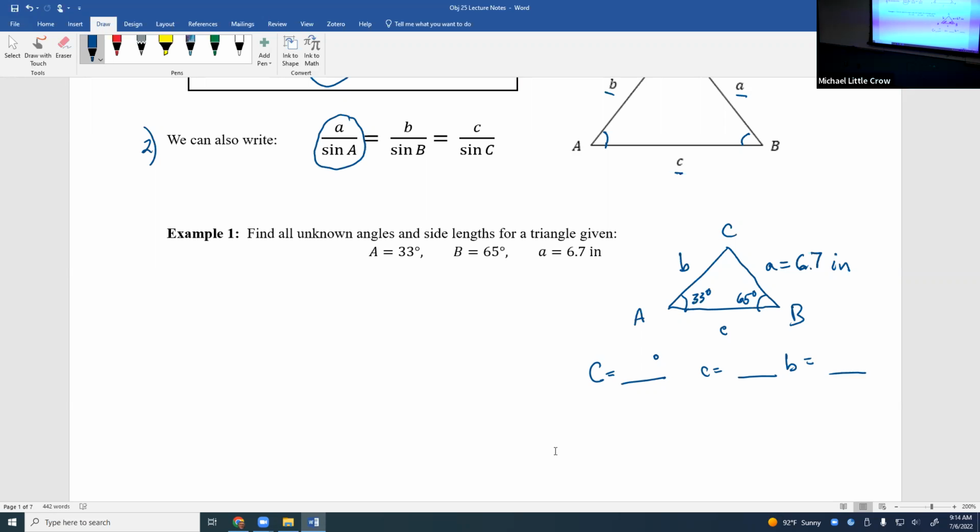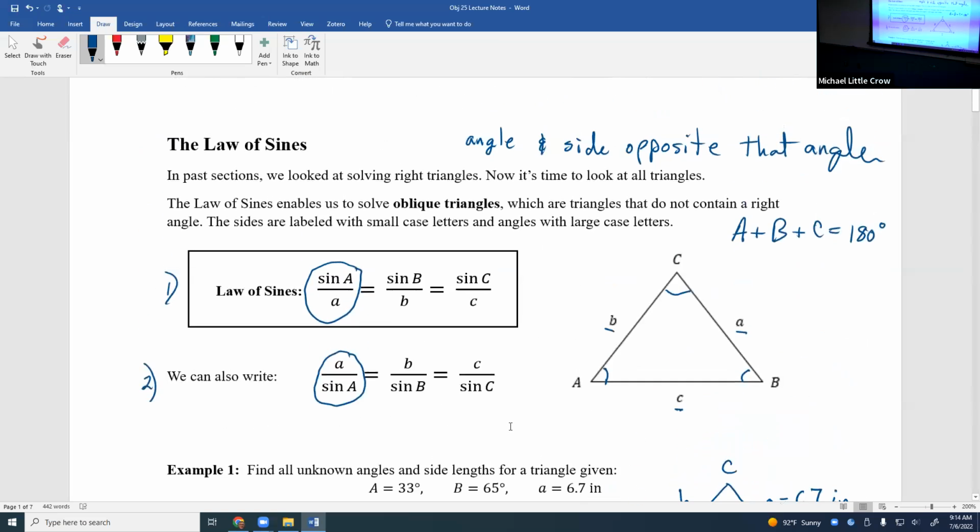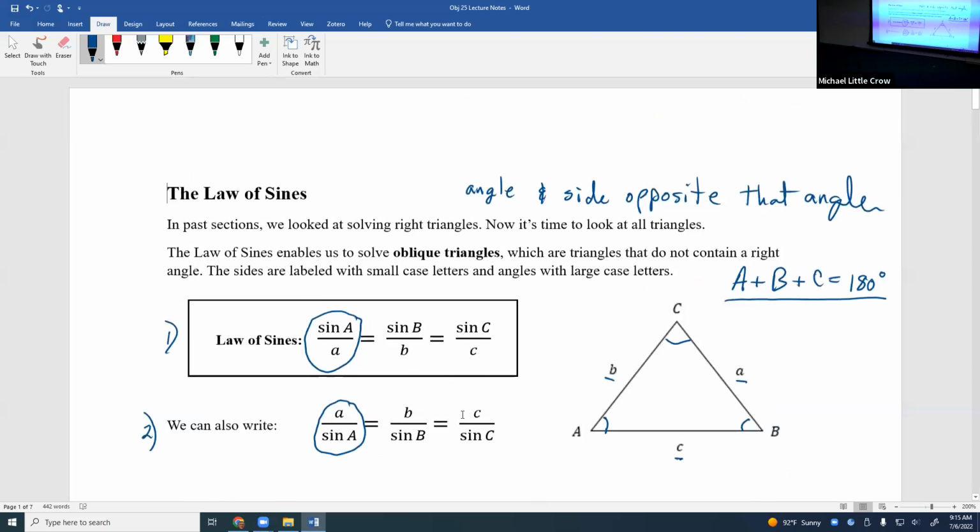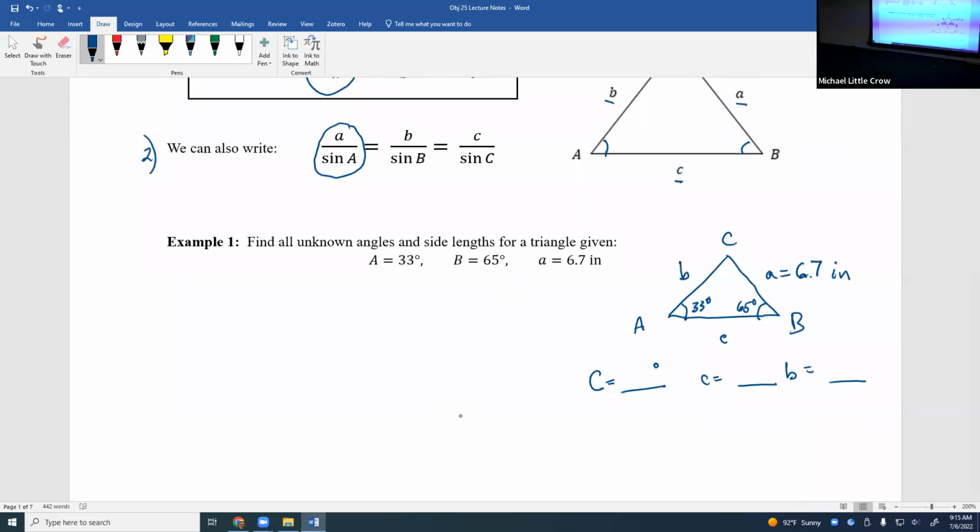Easiest. This one, we add the angles together, they all have to add to 180. So that one doesn't even really involve any trig. We've got two angles here. We add them together, how much do we have? We've got 98. Did I get that right?